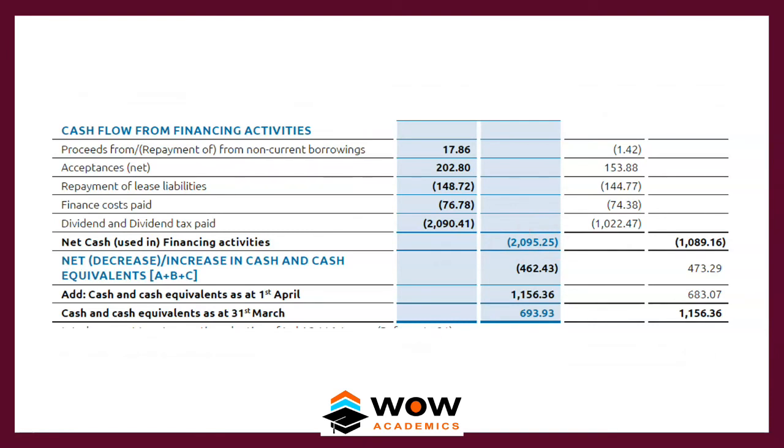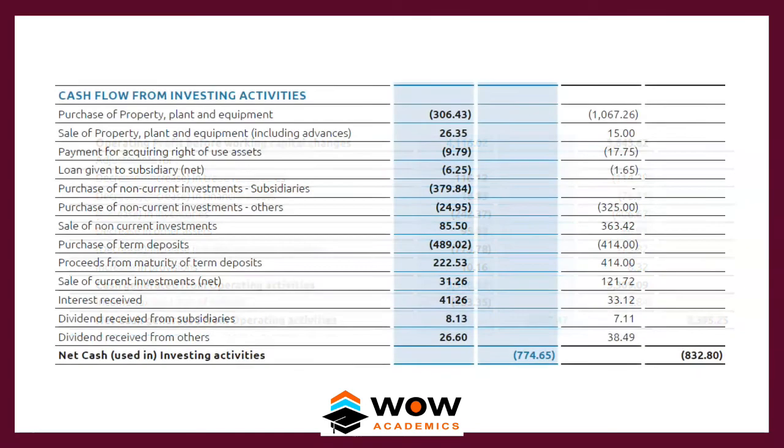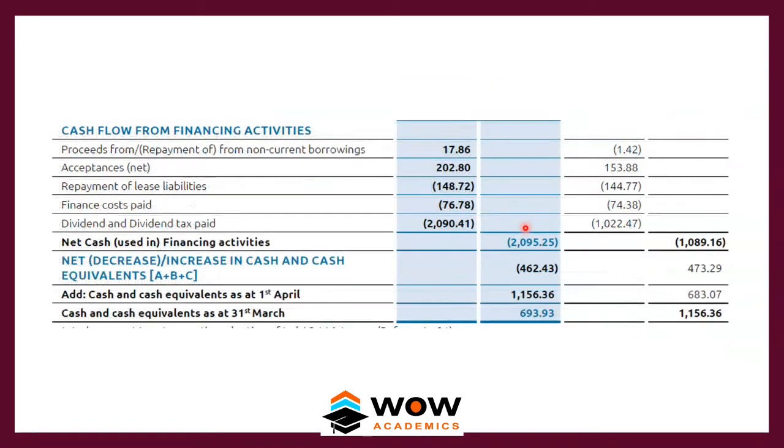If you take these three numbers, they have generated 2400 crores of business income. They have spent 700 crore on investing activity, so the balance is 1700 crore, and they have spent 2100 crore for paying dividends as part of financing activity. They had only 1700, so 2100 means 400 is the decrease in the cash position. Look here, their opening cash was around 1100 crore. They have used 400 crore out of that. The balance now has reduced to 693 crore.